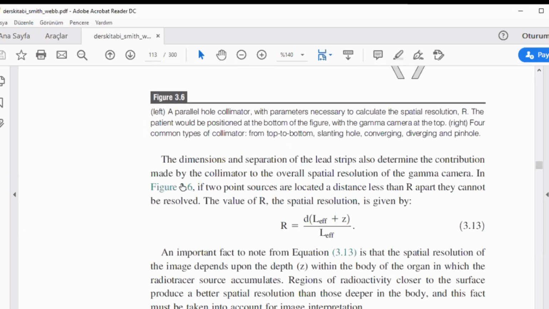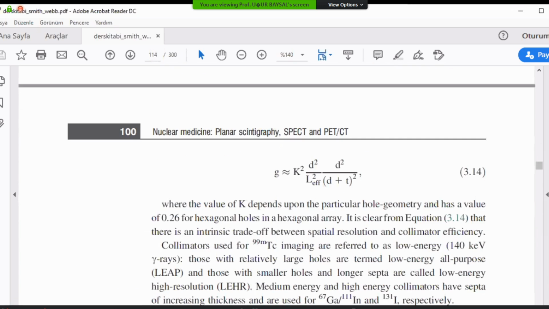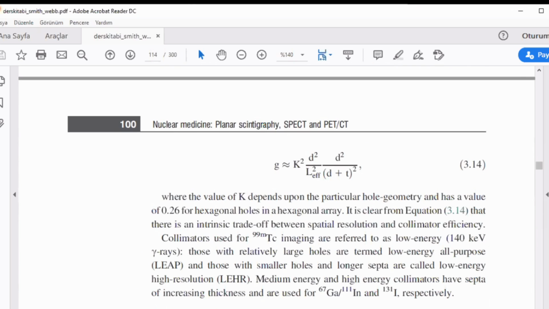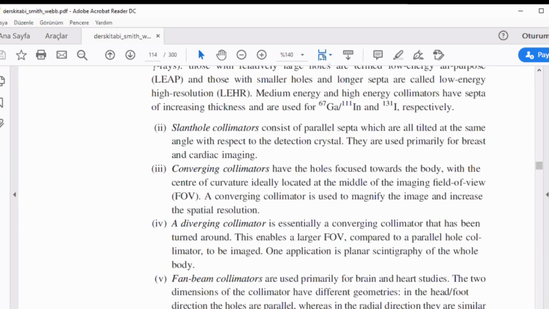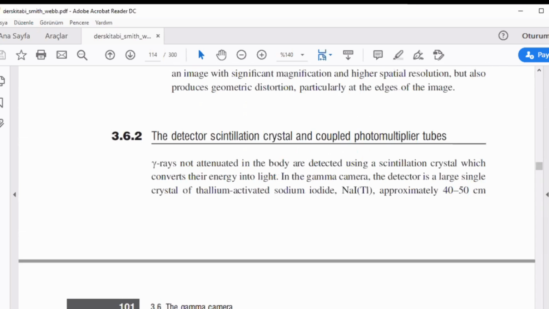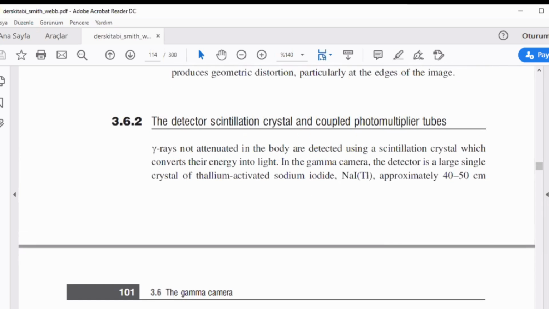So there are some design criteria, definition of dimensions, separation of lead strips, values of some parameters about the quality of them, etc. I have not gone through it, and those are in the science of collimator design. So that's enough for the collimator. This is the first part located in the front of the gamma camera.